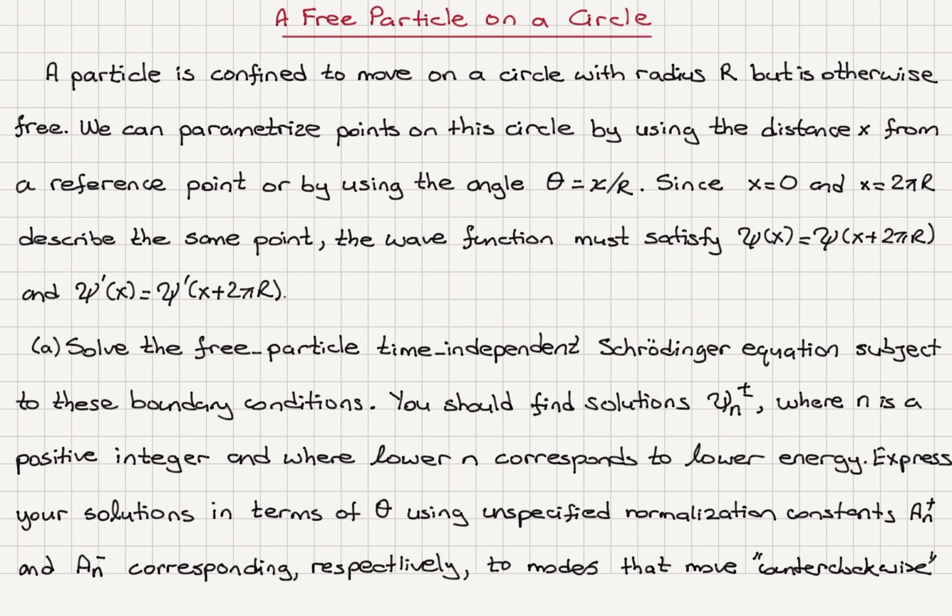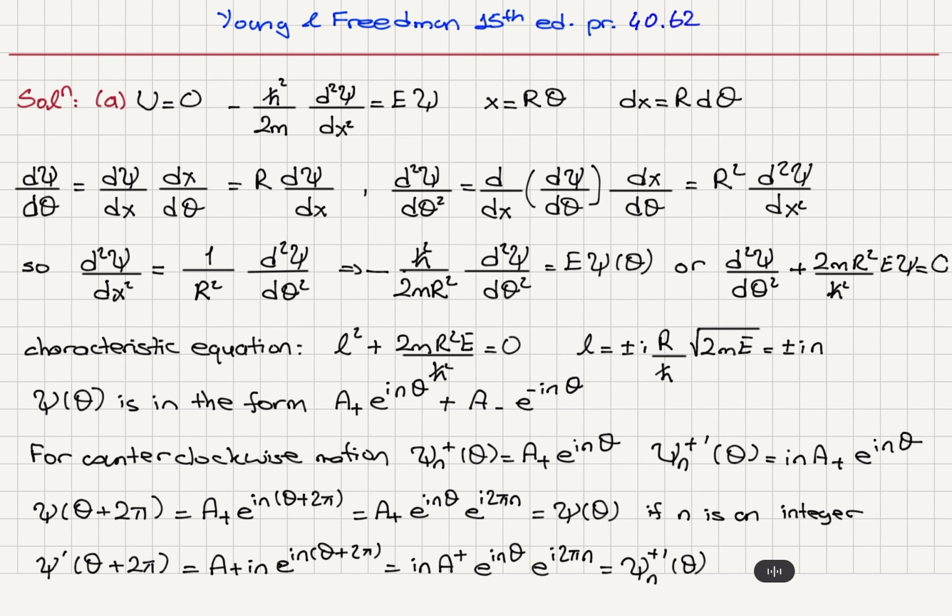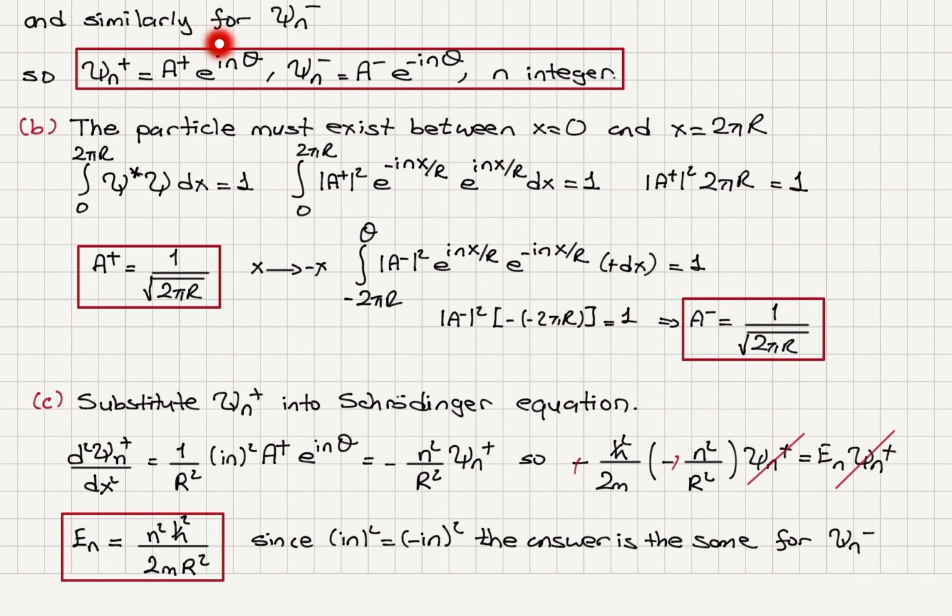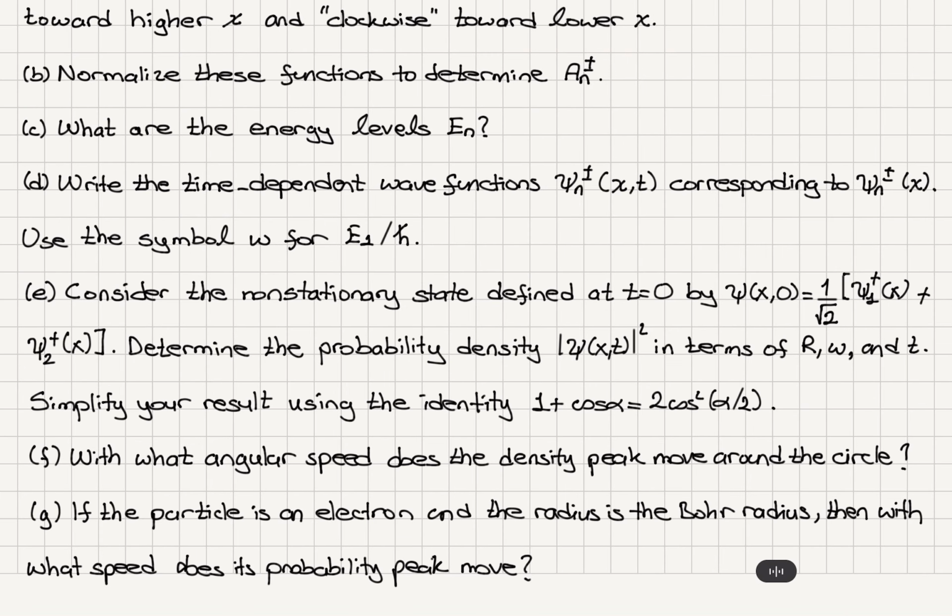We're continuing our discussion of the free particle on a circle. In part A, we have found the solutions of this form and the normalization constants as well as the energy levels corresponding to these solutions. Let's move on to part D. Write the time-dependent wave functions psi sub n plus minus of x and t, corresponding to psi n plus minus of x, and use the symbol omega for E1 over h bar.